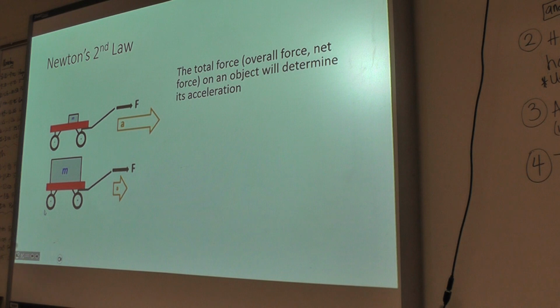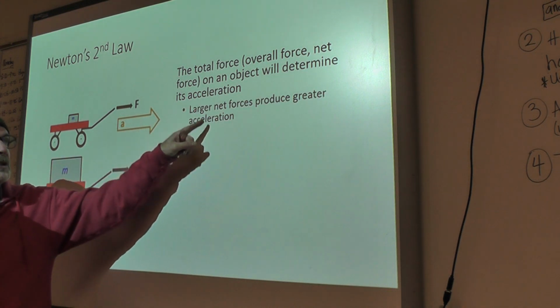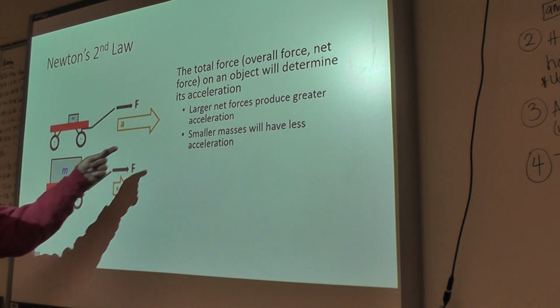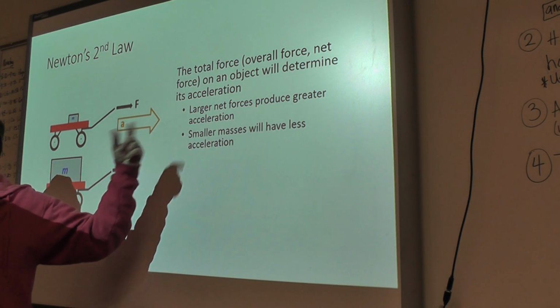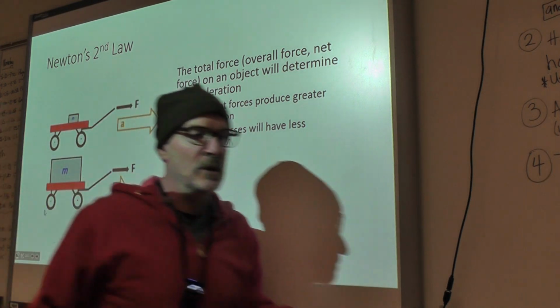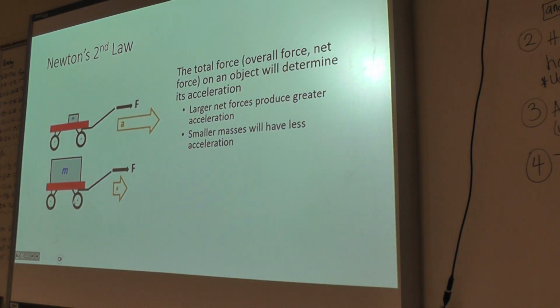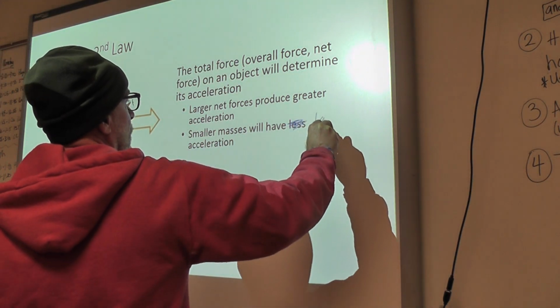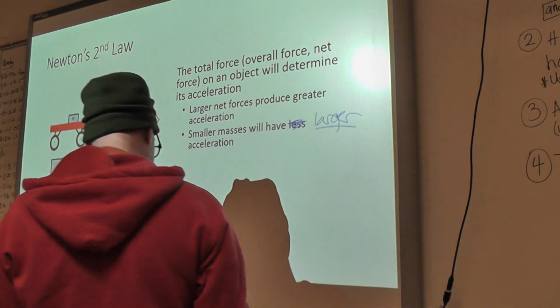So remember, we talked about this the other day. What Newton's second law says is that if we apply an overall force to an object, it will accelerate. It will accelerate more if there's a larger overall force, but as that object's mass increases, it will accelerate less. So this is backwards. Smaller masses will not have less acceleration. Smaller masses will have larger acceleration. Sorry.